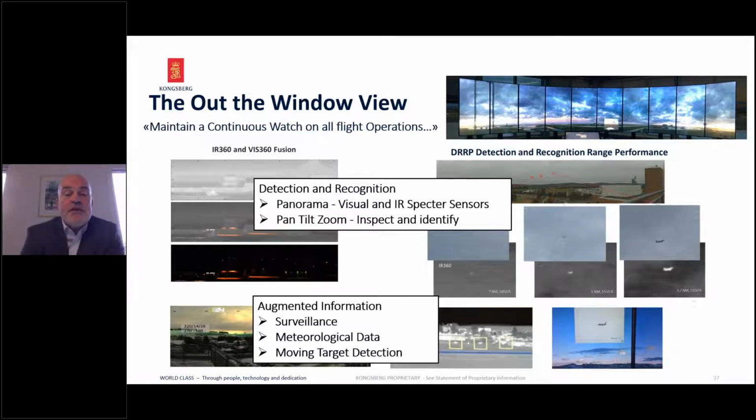And in addition to having a better image and being able to detect and see what's going on in your area of responsibility, we can also augment information like surveillance data, meteorological data, and add artificial intelligence features like detecting moving targets and recognizing objects out there. So in total, you will be able to see more, getting more help for a better situational overview than from a traditional operation.